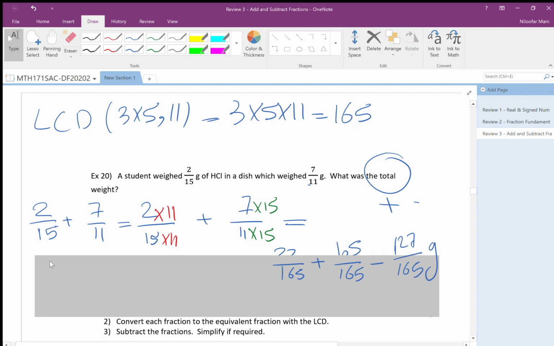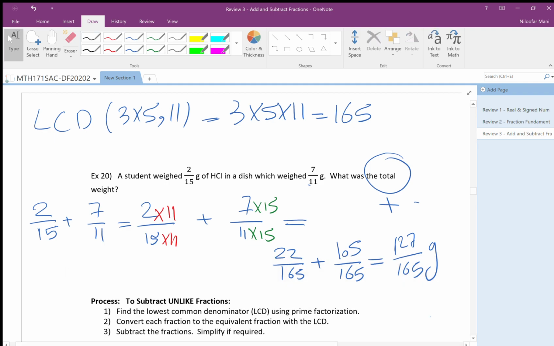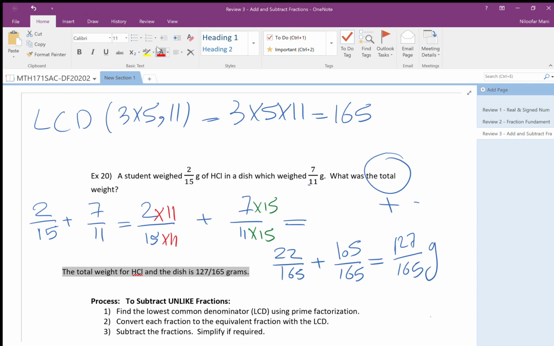Don't write "the answer is." No. So the total weight for this and the dish is 127 over 165 grams. And that's acceptable because it's informative. Your conclusion sentence should be informative.